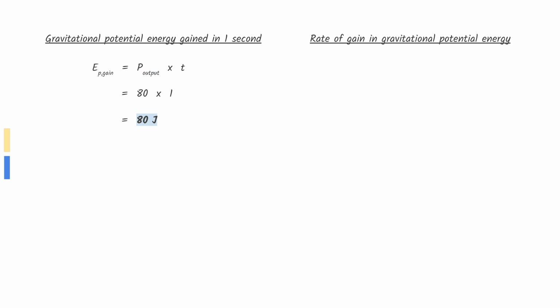First, we can calculate the gravitational potential energy gained in 1 second. Power output of 80 watts times 1 second equals 80 joules. Rearrange the equation for gravitational potential energy to make height the subject. Substitute in the values to find the answer.